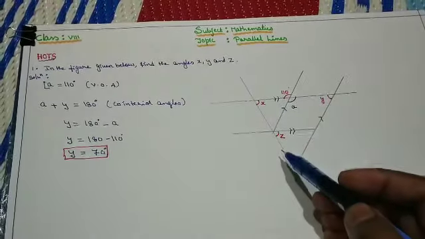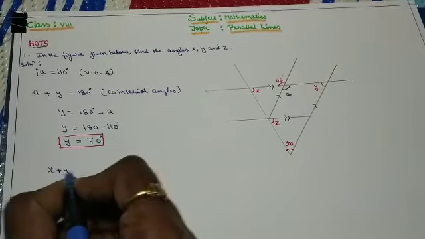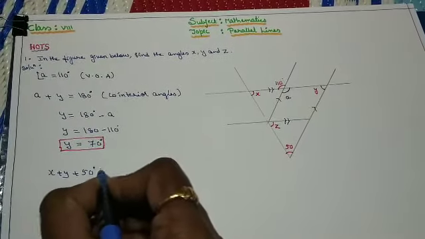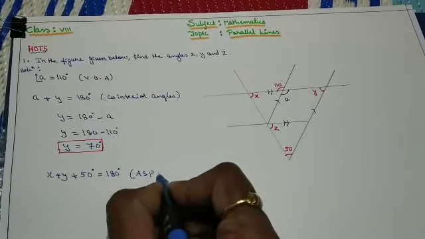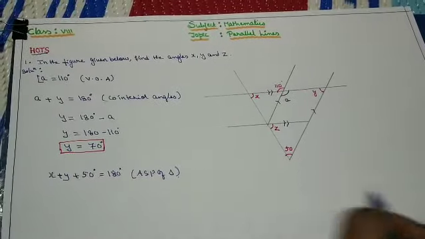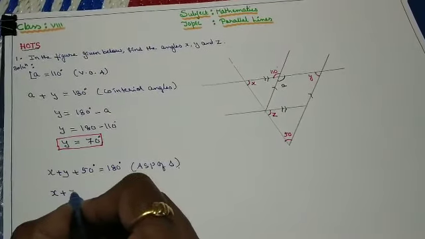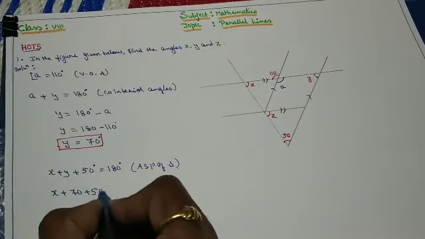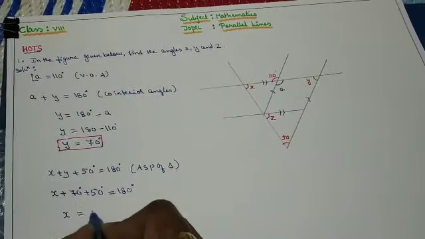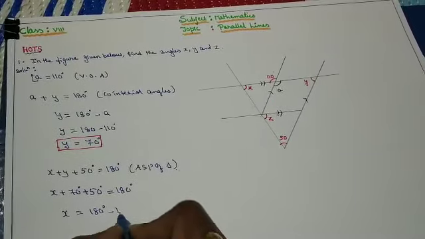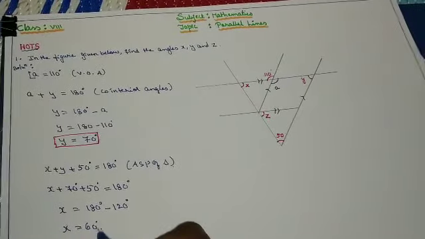So I can apply ASP of triangle, that is x plus y plus 50 degree equal to 180 degree. Reason ASP of triangle. ASP stands for angle sum property of triangle. Then x plus 70 plus 50 degree equal to 180 degree. Then x equal to 180 degree minus 120 degree. Then the value of x equal to 60 degree.